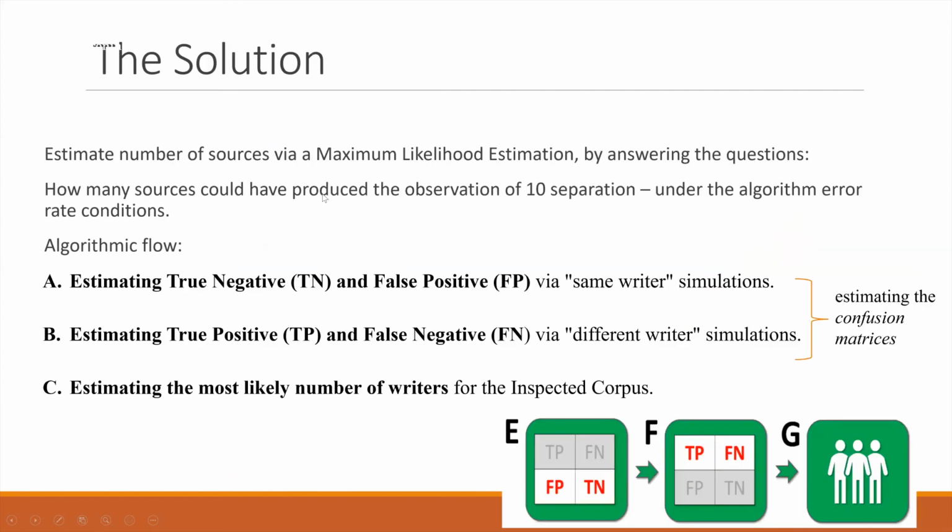Our main concern was that the algorithm is sensitive to the length of the inscriptions, meaning the Samaria ones were much, much smaller than the Arad ones. So we decided to estimate the errors in the algorithm of misclassifying short inscriptions. We decided to measure the false positive, true negative, true positive and false negative, and basically, based on those errors of the algorithm, to estimate the number of writers in the Samaria case.